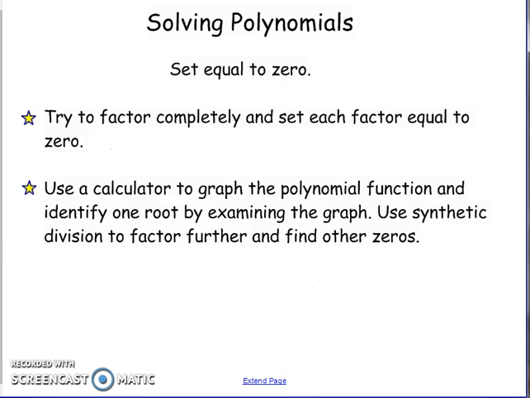And so the first thing we have to look at is how to solve a polynomial. So you want to set your polynomial equal to 0 in order to solve it. You always want to try to factor completely first and set each factor equal to 0. If you can't factor, use a calculator to graph the polynomial function and then identify one root by examining the graph. Then we can use synthetic division to factor further and find our other zeros.